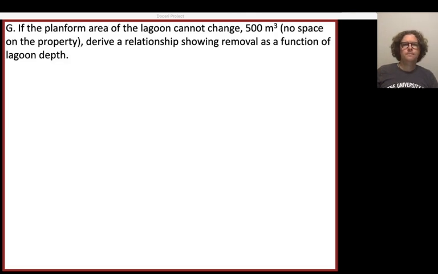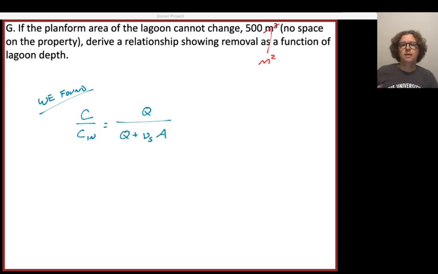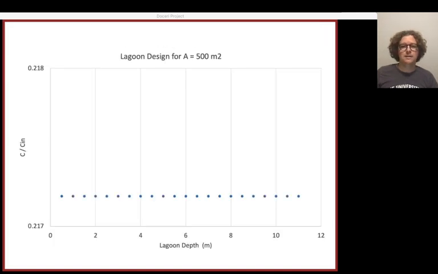Okay. Now, if we've got a limitation, if we are stuck at 500 square meters, is there any way to increase removal? Right? And we've already proven to ourselves, no. Increasing removal by settling requires an increase in area. And so what should we expect this relationship to look like? If H isn't there, it's not on the right-hand side, that means nothing should change. So it doesn't matter if the depth of the pond is 1 centimeter or a mile, you're not going to change removal rates.